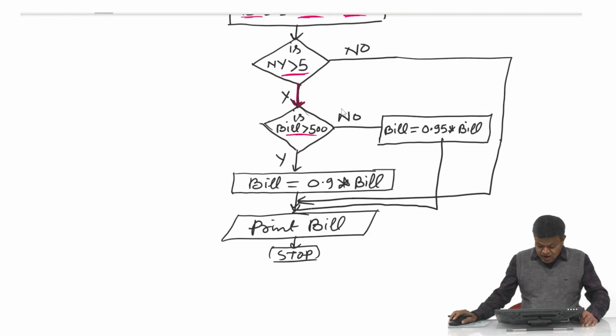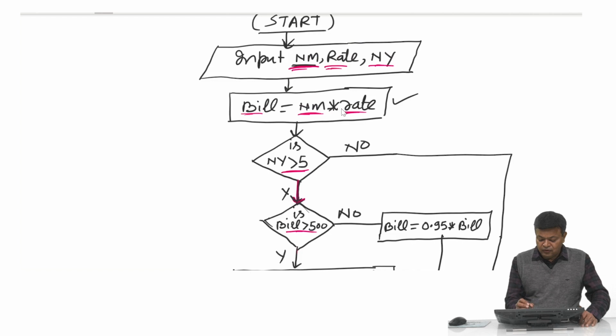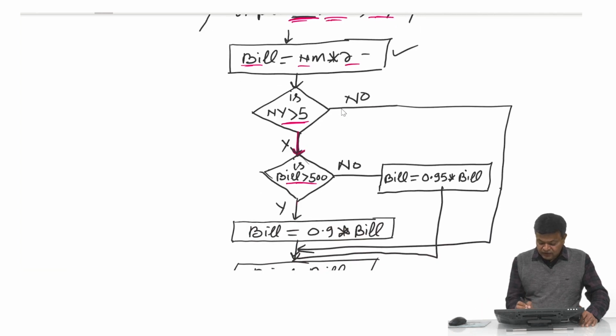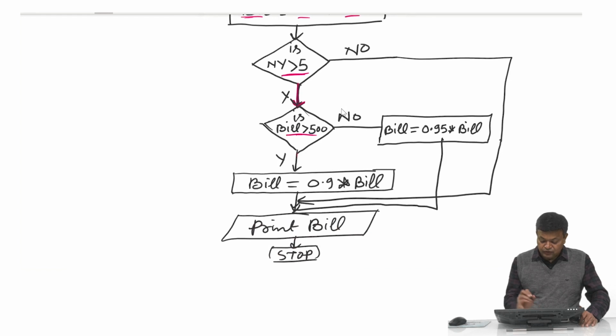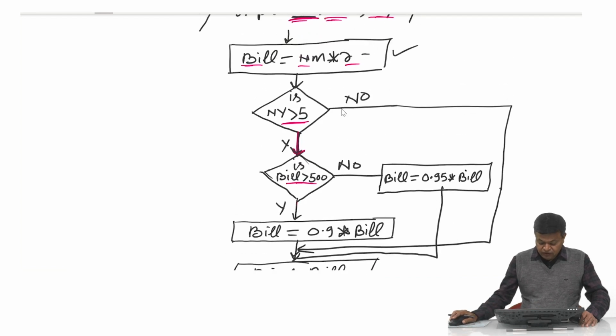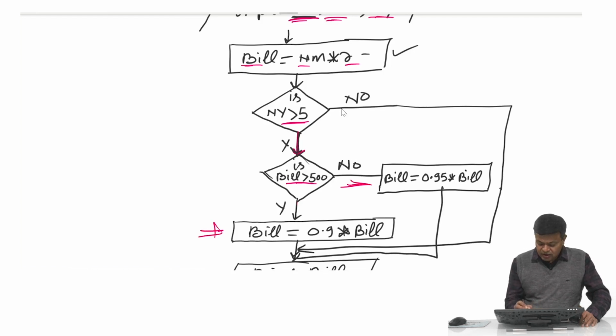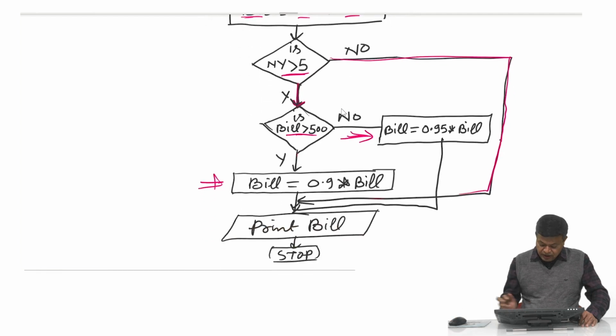So, I will revise it. Input number of mangoes, rate, number of years. Bill is equal to number of mangoes into rate. Is number of years greater than 5? Yes. Is bill greater than 500? Yes. Then he gets 10% discount, we print it and stop, because only one of these conditions will take place at a time. If number of years is not greater than 5, then he does not get any discount, because these are two discount conditions. So no discount is given, and whatever bill was calculated, the same will be printed. I am printing the same bill without modifying and I stop.